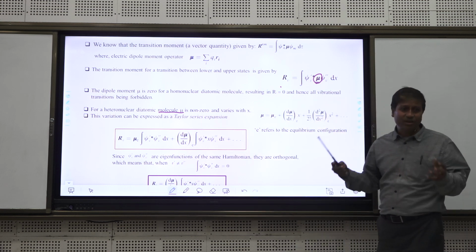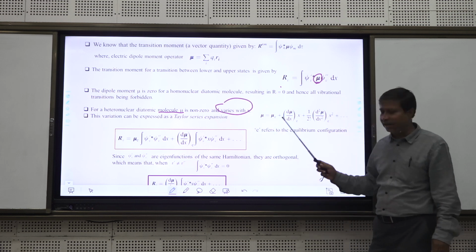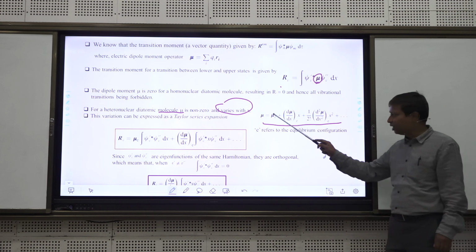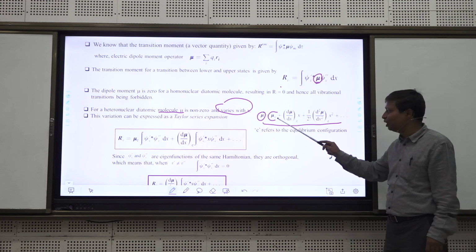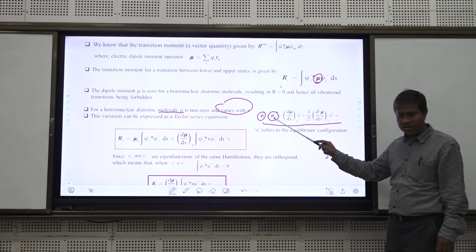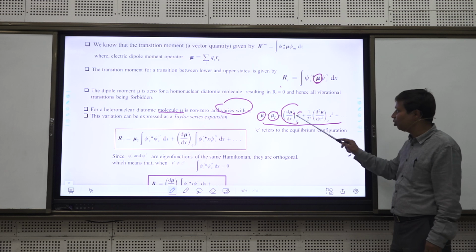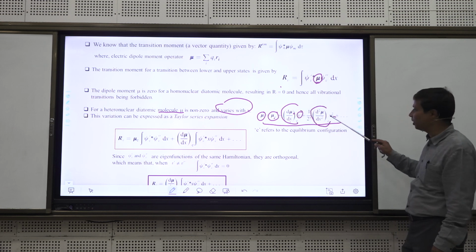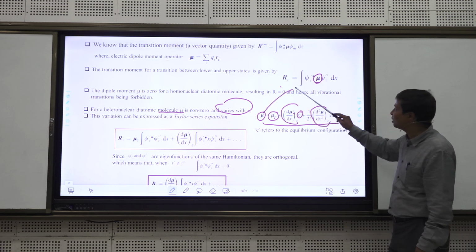And how does it vary with x? The variation of mu with x is expressed in terms of a Taylor series. The variation of mu with x is mu e at the equilibrium position, which is a constant term, plus del mu by del x at the equilibrium position times x, plus 1 by 2 factorial times the second derivative times x square, and so on. Now we have to use this expression here.